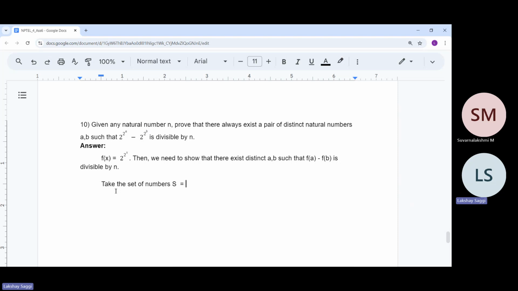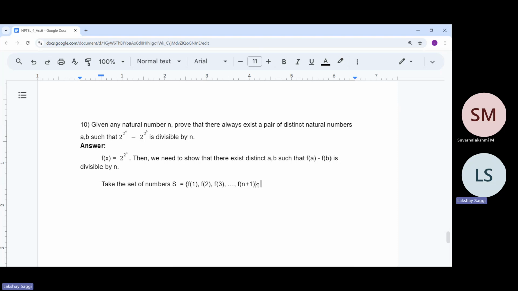So just consider this set of numbers, like f of 1. So f of 1 will be the number 2 raised to the power 2 raised to the power 1. Similarly, f of 2, f of 3, and till f of n plus 1. So consider these n plus 1 numbers, f of 1, f of 2 till f of n plus 1, right?